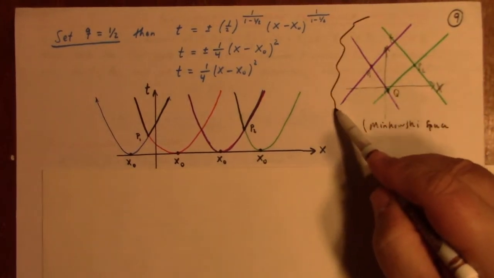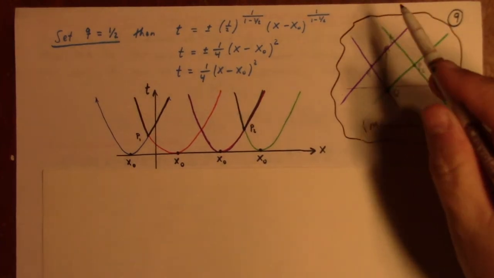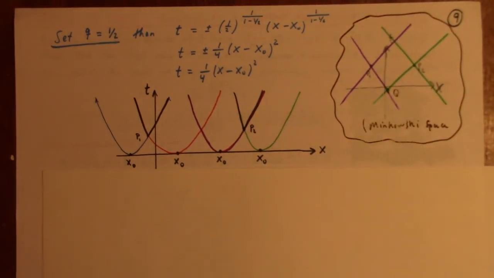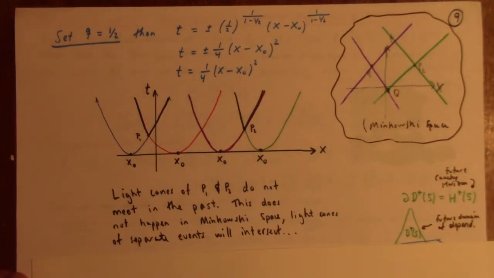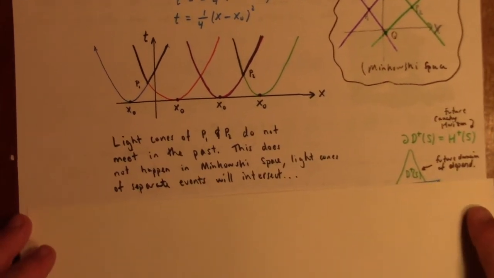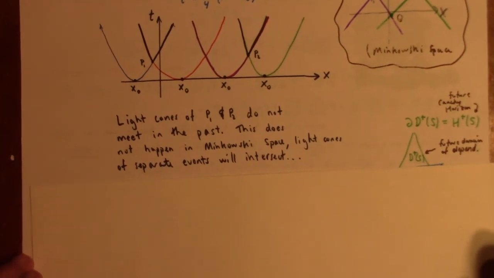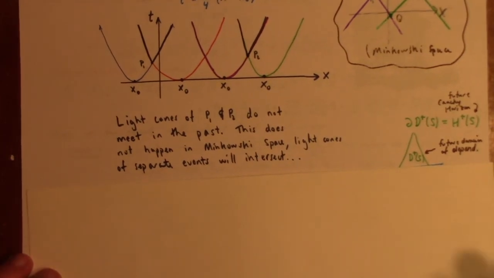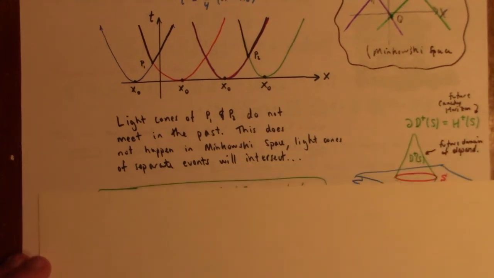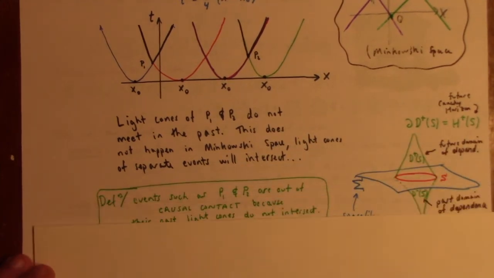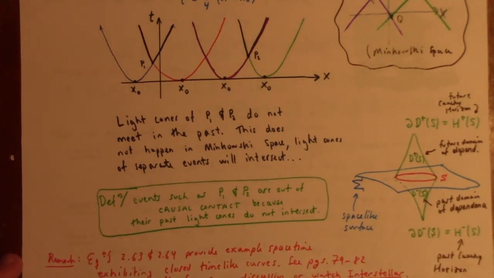So the toy model expanding universe space and Minkowski space are rather different in their stories of chronology and their light cones. Light cones of P1 and P2 do not meet in the past, and this does not happen in Minkowski space. Light cones of separate events will intersect. Events such as P1 and P2 are out of causal contact because their past light cones do not intersect.